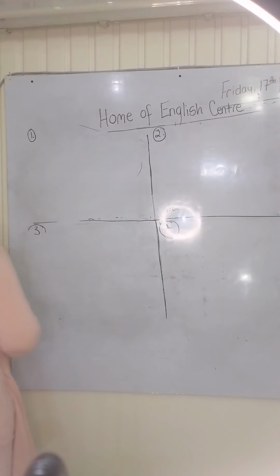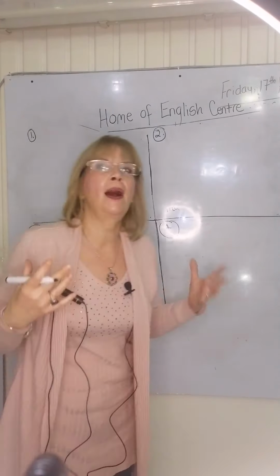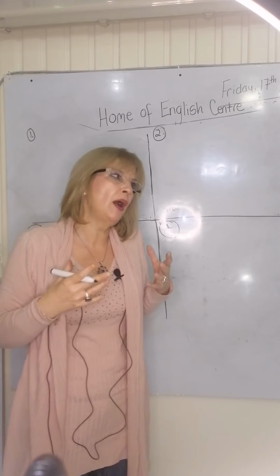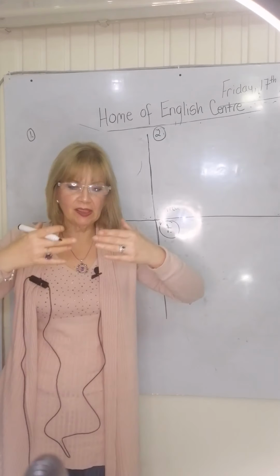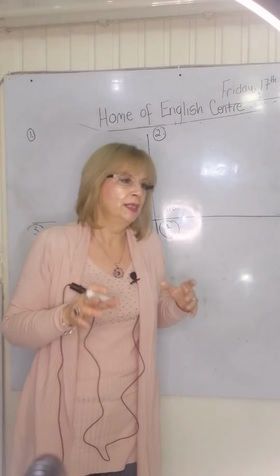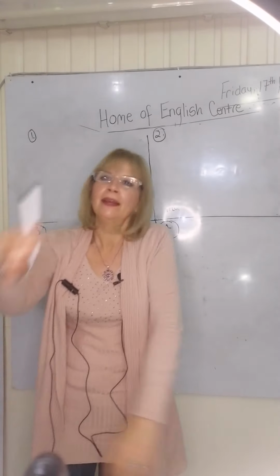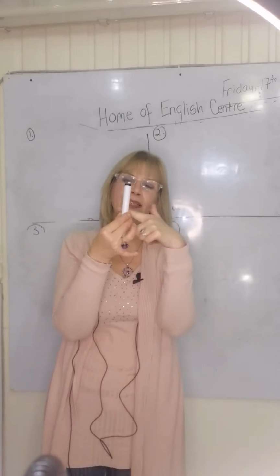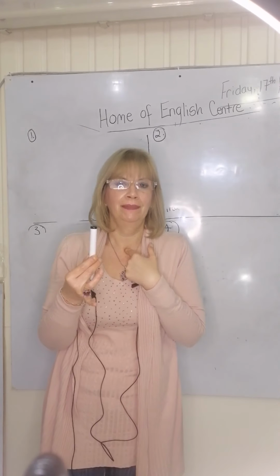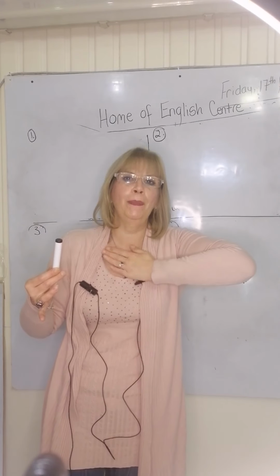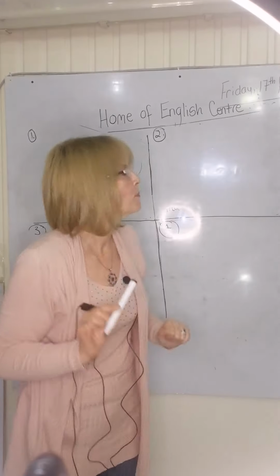Okay, so now we're going to talk about things that we own. This means things for us. So I can say this is my pen. It is a pen for me, for Julie.